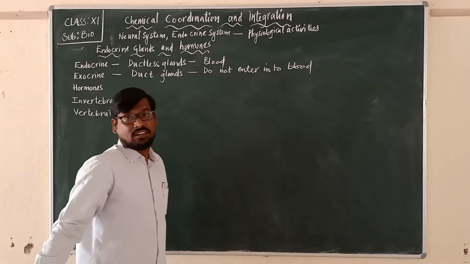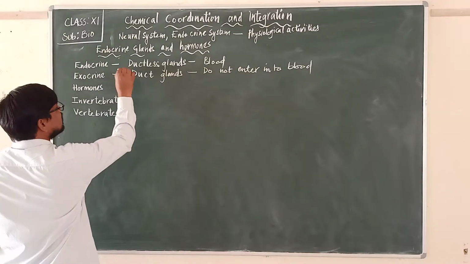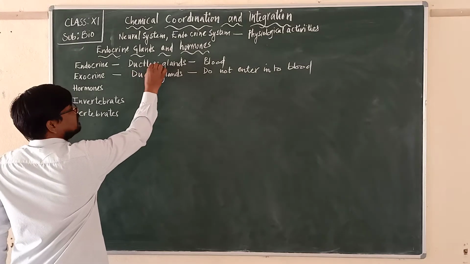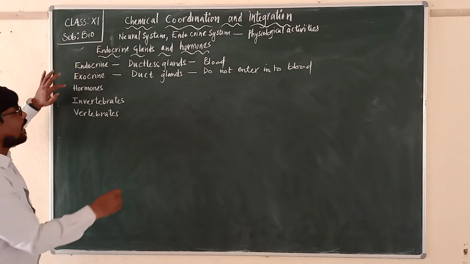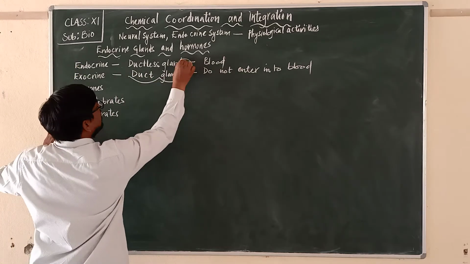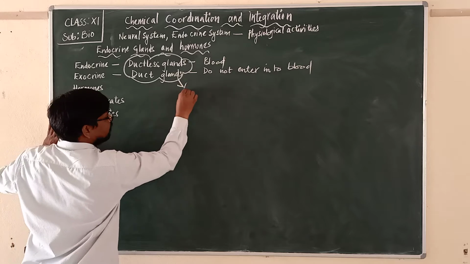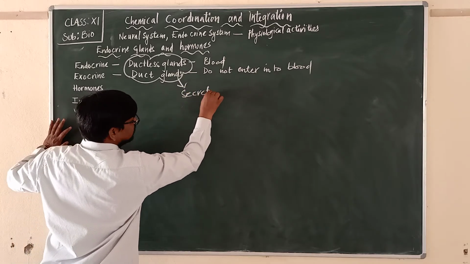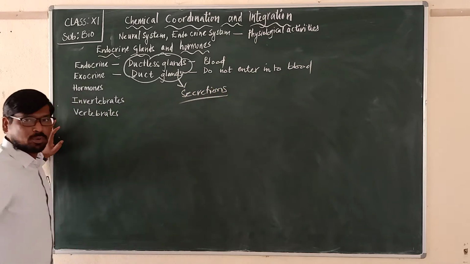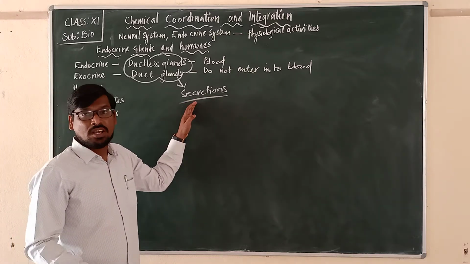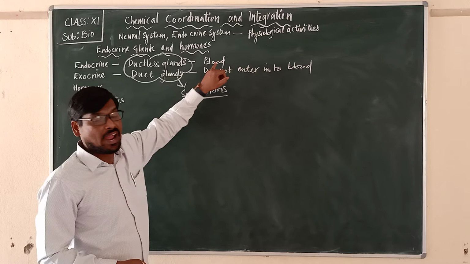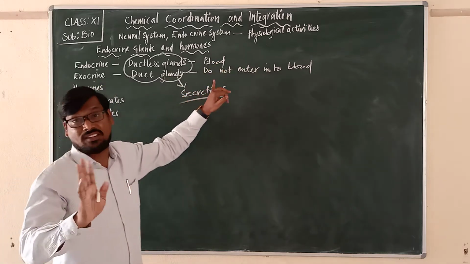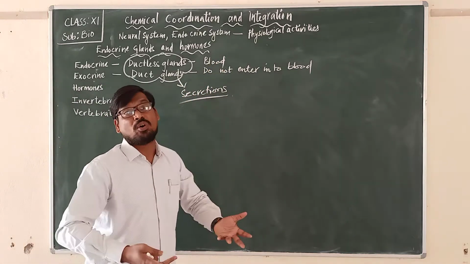Both endocrine glands and exocrine glands produce certain secretions. From endocrine glands, these secretions are released into the blood, and from exocrine glands they do not enter the blood. They are directly poured out.